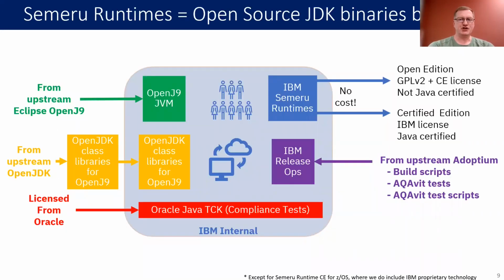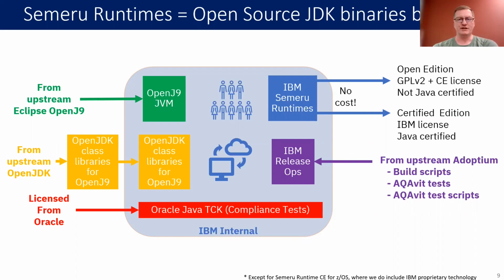This slide shows very quickly how we build IBM Semeru Runtimes. It is an open source JDK. All of the components that we use to build Semeru Runtimes are open source. The open source OpenJ9 is taken directly from upstream and put into the Semeru Runtimes. We have an open source friendly fork of OpenJDK, which contains a few modifications that are needed to build it with OpenJ9, and then we use that to build Semeru Runtimes.